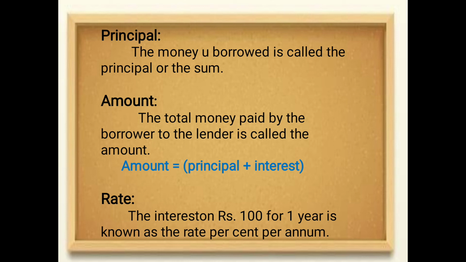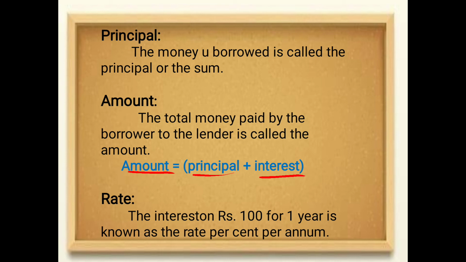Amount means principal plus interest is called the amount. Principal means, for example, 50,000 is the principal, and interest means, for example, 1 year at 10%, so you will get some money as interest. If you add that principal, the original amount, and the interest, that will be the amount. This is the amount: the total money paid by the borrower to the lender is called the amount.